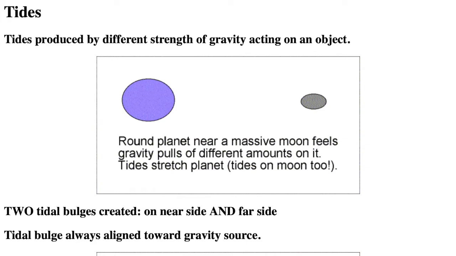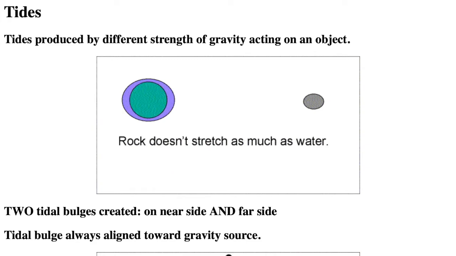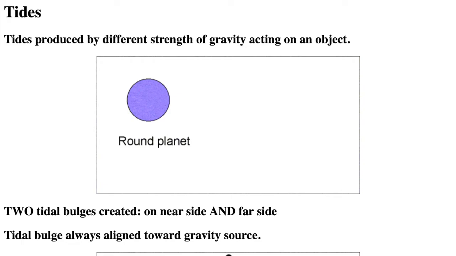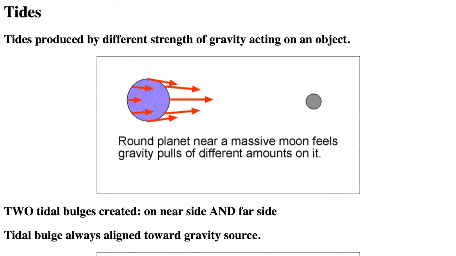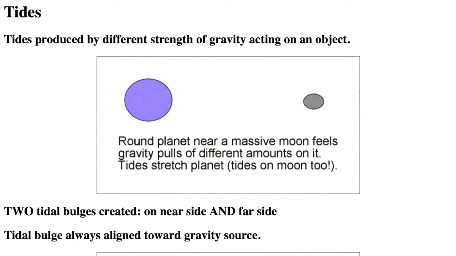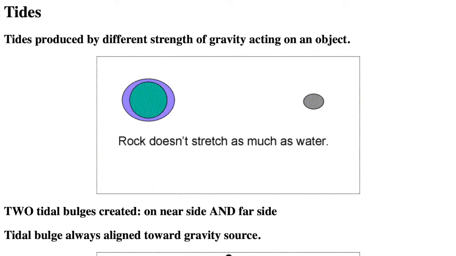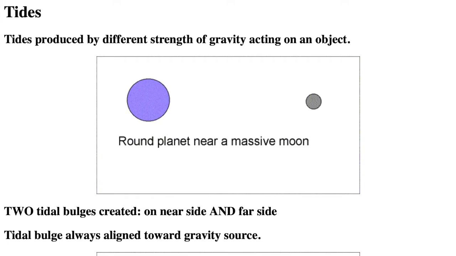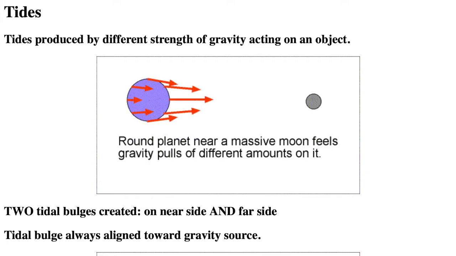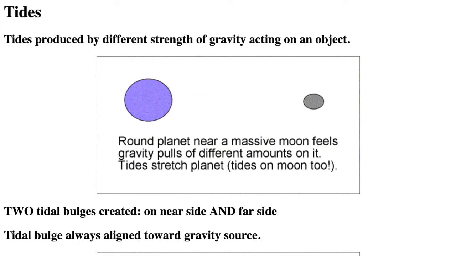The tides stretch the planet. Gravity works both ways, so the moon gets stretched as well. The solid part of the planet doesn't stretch as much as the water part, so we notice the ocean tides a lot more than the solid land tides. Notice that there are two tidal bulges created, one on the near side and one on the far side. The one on the far side is due to the far side being accelerated by the least amount, so relative to the center of the planet, the far side is moving away from the center of the planet.